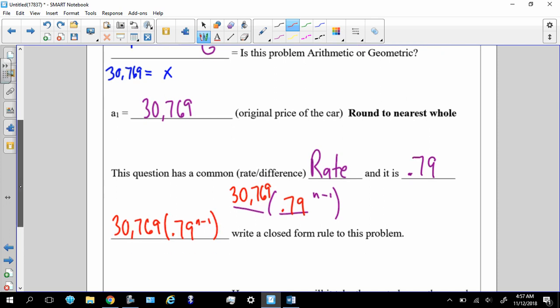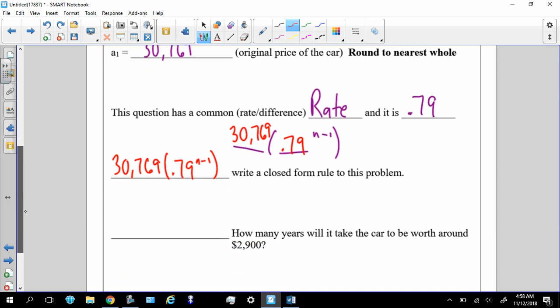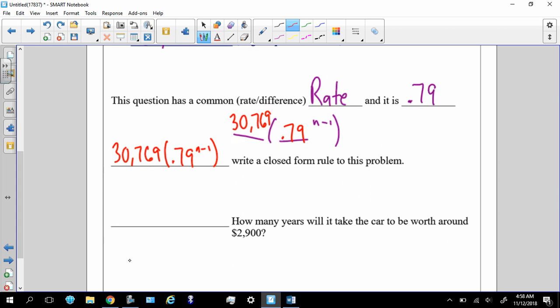All right. How many years will it take the car to be worth around $2,900? So this is another guess and check. Now, if you're having trouble with guess and check, please let me know, because I'll be happy to help you out, but you got to say something. And I'm just kind of skipping over this right now because it takes a long time, depending on your skills of guess and check.